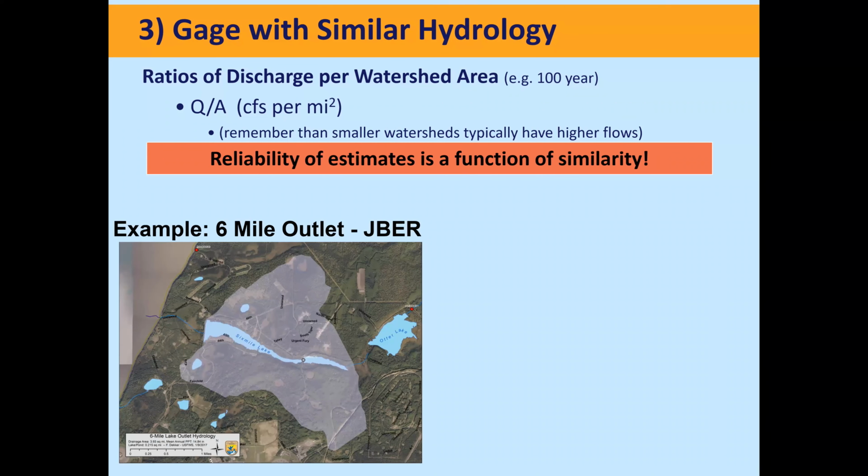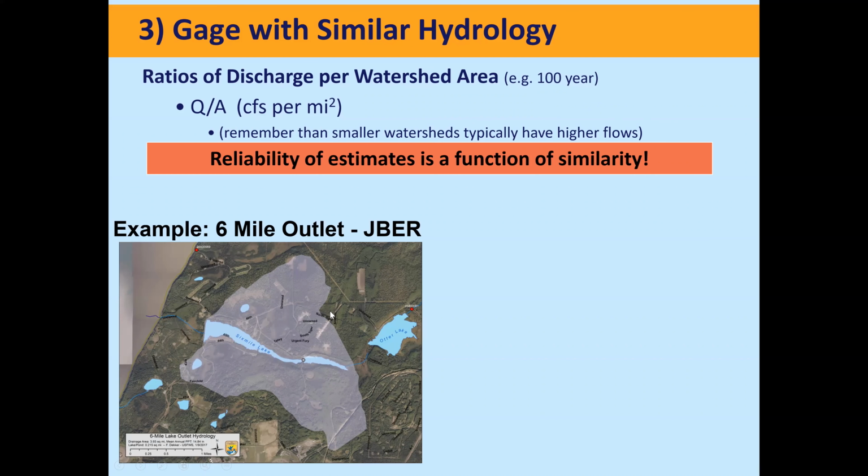But one example I have is 6 Mile outlet on JBER in Anchorage. So this is located on the military base in Anchorage, and it's this groundwater fed system, and doesn't have any high relief the way a lot of the gauged streams in Anchorage have. The gauged streams in Anchorage are like Ship Creek and Chester Creek and Campbell Creek, and they all have these headwaters up in the Chugach front range. So they're really different topography wise, and so they're not really good ones to compare to this smaller watershed that's really in the lowlands of Anchorage.